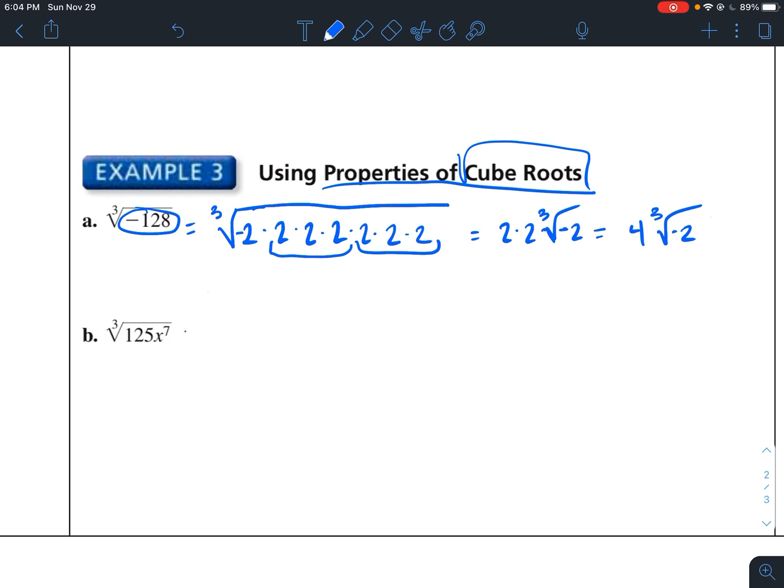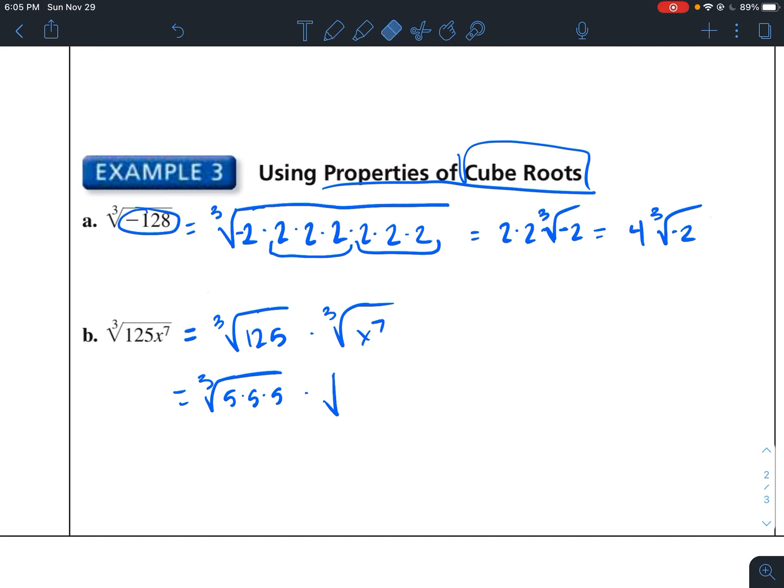Okay, let's see if we can do the same thing for b. So can we break down 125 and x to the 7th? So we know that this is the same thing as the cubed root of 125 times the cubed root of x to the 7th. So 125 is the same thing as 5 cubed. So this is equal to the cubed root of 5 times 5 times 5 times the cubed root of x times x times x.